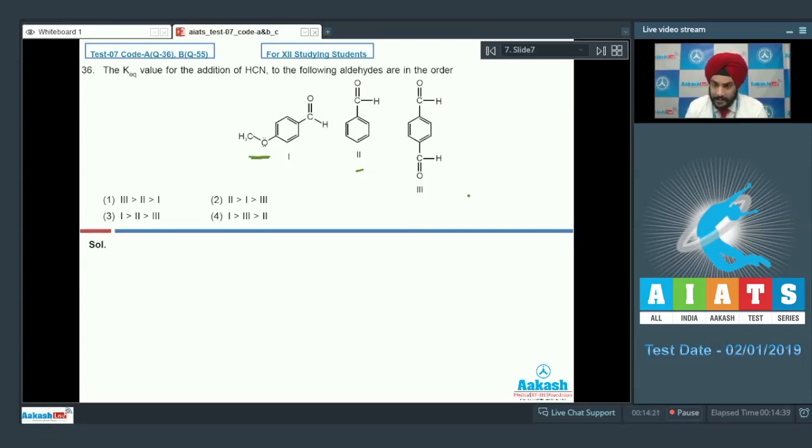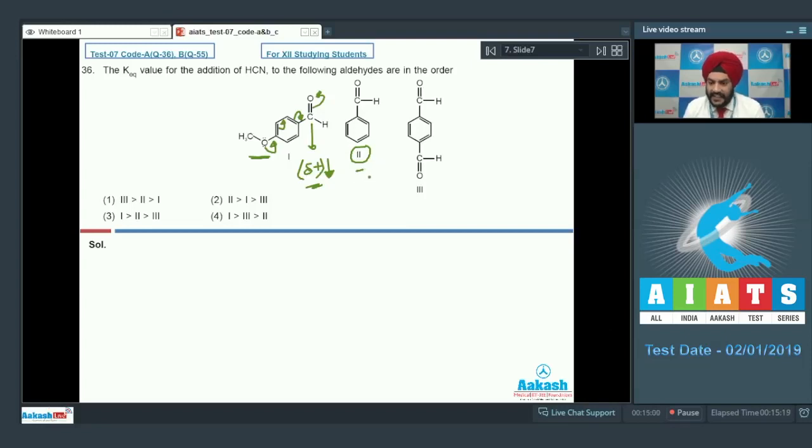So if we try and compare the electronic effects which are exerted by this group. This methoxy group exerts a plus M effect. If we try and draw the resonance, the electrons will be delocalized as such. So this will donate electrons to this aldehyde group, which will reduce the delta positive at this carbon because of the plus M effect. If you look at the second structure, there is hydrogen. The effect of hydrogen can be taken as a zero effect.